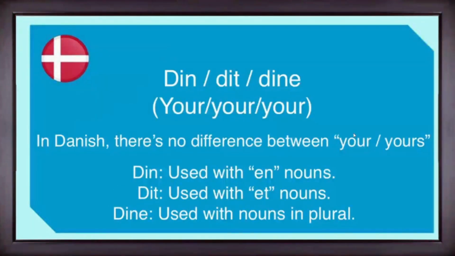Now, this is din, dit, dine, your. It sounds funny. Or yours. Because, again, in Danish, there's no difference between your and yours. We don't have an equal way of looking at it. It's different compared to English. So, din is, of course, with en nouns. That's din. And dit, that's it nouns. Pretty logical. And dine, that is with plural. Right? Yes, yes, yes.